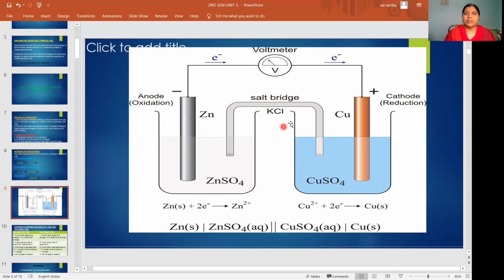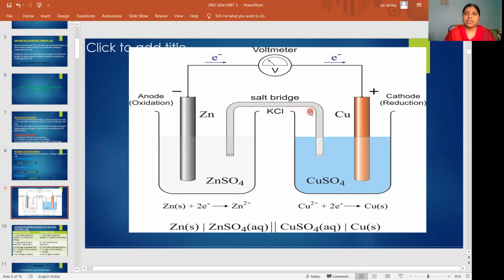And in another beaker, we are taking copper sulfate solution, which is 1 molar in concentration. In that, we are dipping a copper rod. These two rods are connected by a voltmeter. So this is called the cathodic half cell. And these two solutions are connected by an inverted U-shaped tube called a salt bridge.